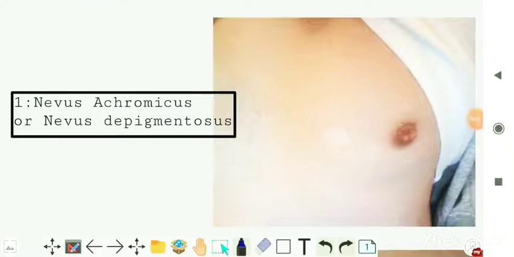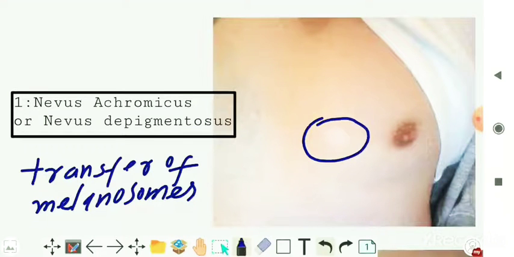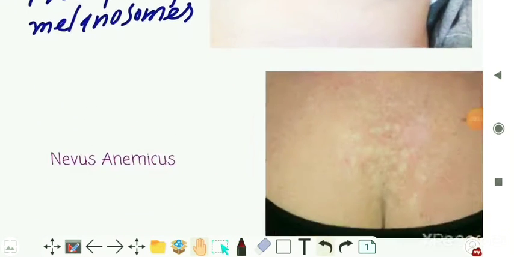Let's continue with nevus achromicus, which is also known as nevus depigmentosus. This nevus achromicus is not due to defect in melanocytes, defect in melanosomes, or defect in melanogenesis. It is due to defect in transfer of melanosomes from melanocytes to keratinocytes. You can see here the lesion which is seen in the nevus achromicus, which is a depigmented lesion.